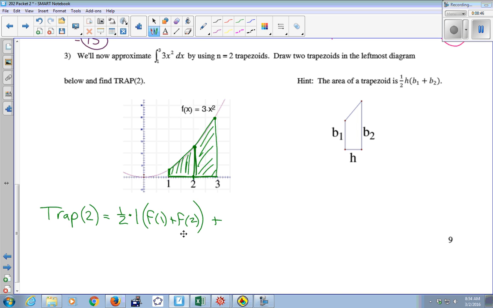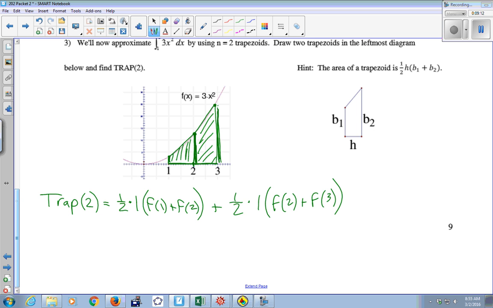And then my next trapezoid, again using this formula, I have a 1/2. My height is the width of my interval, in this case 1. And then the 2 bases are determined by the height of the curve at the 2 endpoints. So f of 2 plus f of 3. And then I'll plug in some numbers for f of 1, f of 2, and f of 3 here.